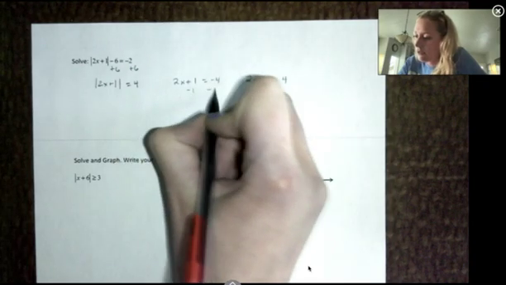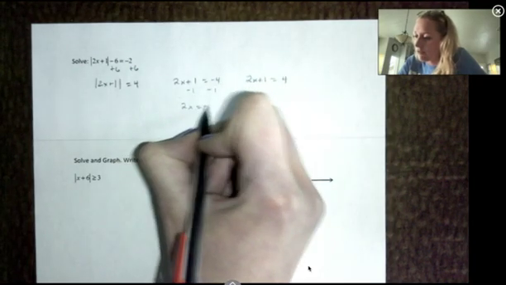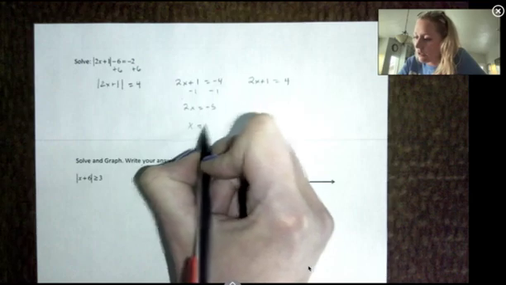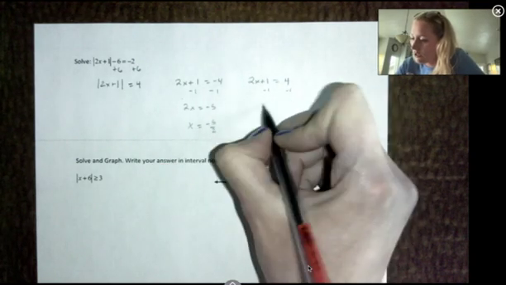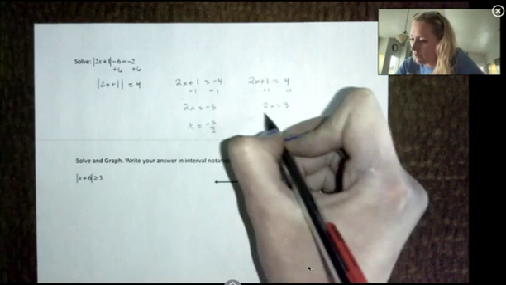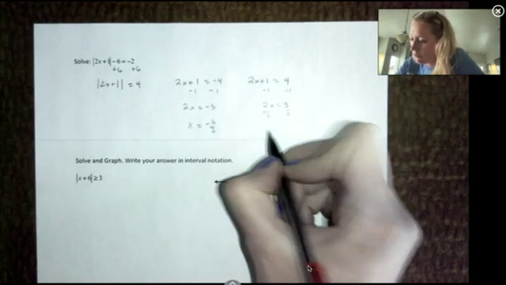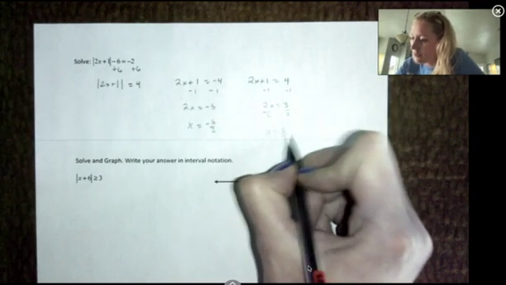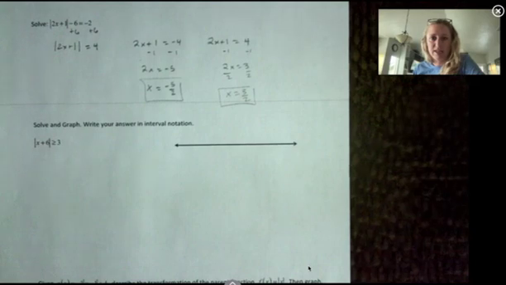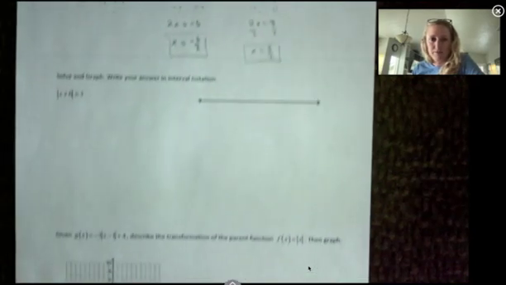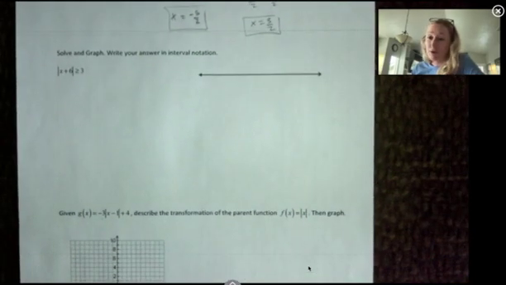Okay, so I subtract 1, 2x equals negative 5, divide by 2, x equals negative 5 halves. Subtract 1 here, 2x equals 3, divide by 2, x equals 3 halves. So my two possible solutions that would make that absolute value equation true are negative 5 halves and 3 halves.